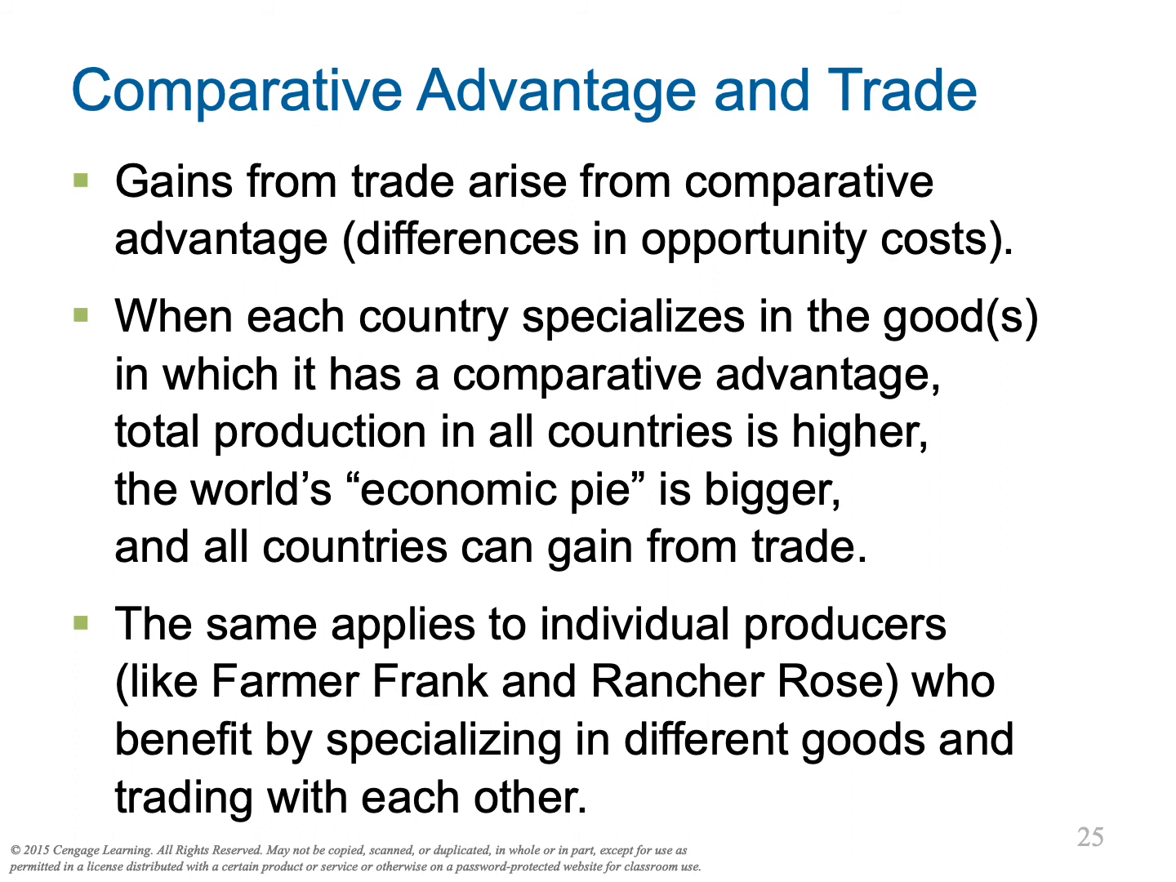Okay, now this can work for countries. It can also work for individuals, right? So we could apply the same logic here to individuals such as Farmer Frank and Rancher Rose, who could also specialize and benefit from specializing and then trading.